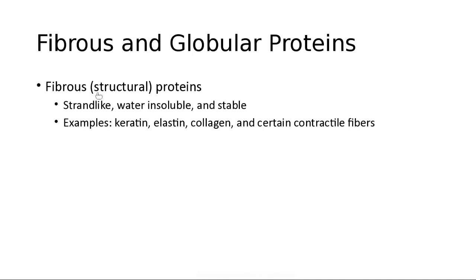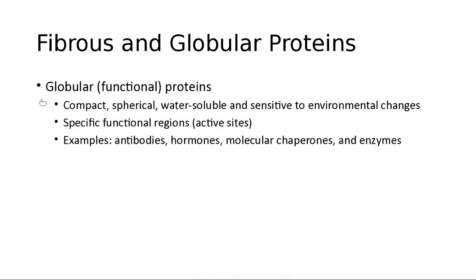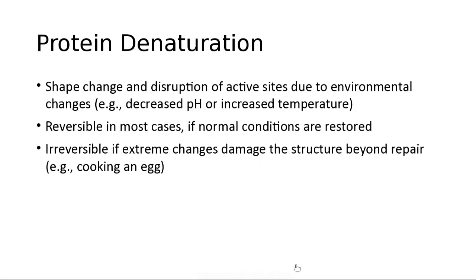Now we have 2 types of proteins, fibrous and globular proteins. Fibrous are also structural proteins. They're strand-like, water insoluble, very stable. Keratin, like in your hair and nails, elastin, collagen, contractile fibers, actin and myosin. Globular proteins or functional proteins are sphere-shaped, they are water soluble, and these are things like antibodies, hormones, molecular chaperones, and enzymes.